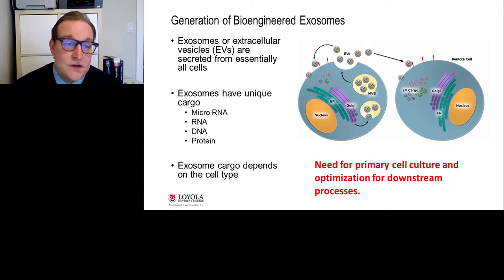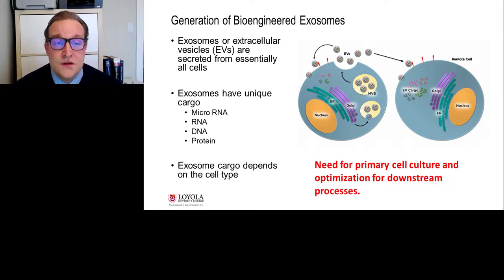One example I'd like to give you today is the generation of bioengineered exosomes. Exosomes, or extracellular vesicles, EVs, are secreted from essentially all cells. They're very small membrane-bound particles in the nanometer size range, and they carry unique cargo. This cargo can consist of microRNA, RNA, DNA, protein, and many others. However, the critical component here is that exosome cargo depends on the cell type. So different cell types actually secrete exosomes or extracellular vesicles with very unique and distinct components. And it is this cargo or these components that are considered to exert the therapeutic effect.